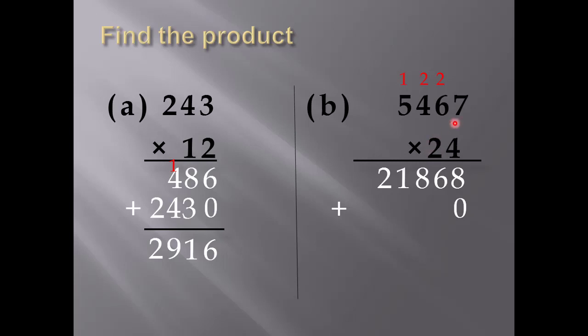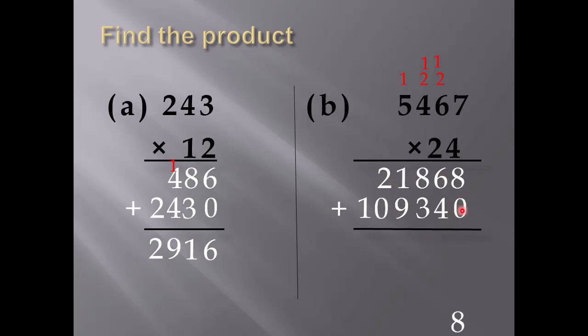multiply the tens. 2 times 7, 14, 4 carry up 1. 2 times 6, 12, and 1, 13, 3 and carry up 1. 2 times 4, 8, and 1, 9. 2 times 5 is 10. The last step is to add the two numbers here.